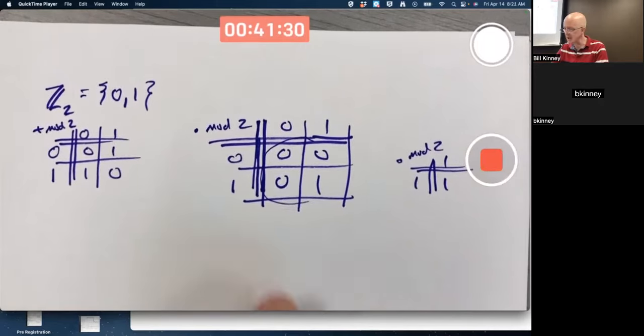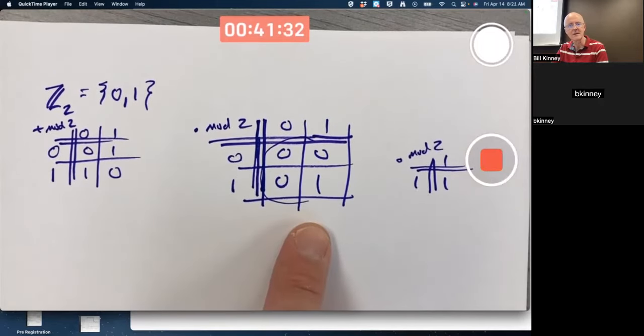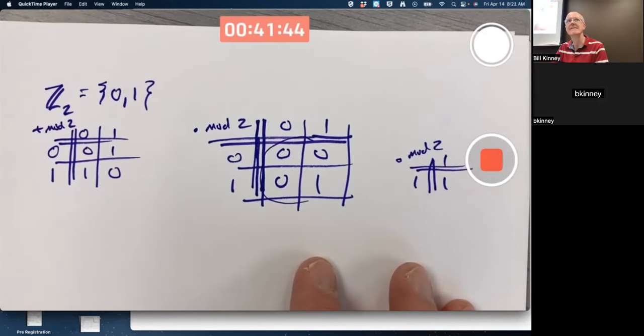Is this, I mean, it's closed. Is it commutative? Yeah, it's commutative. Is it associative? Yes. You could verify all the possibilities. Yes, it is associative. Does it have a multiplicative identity?